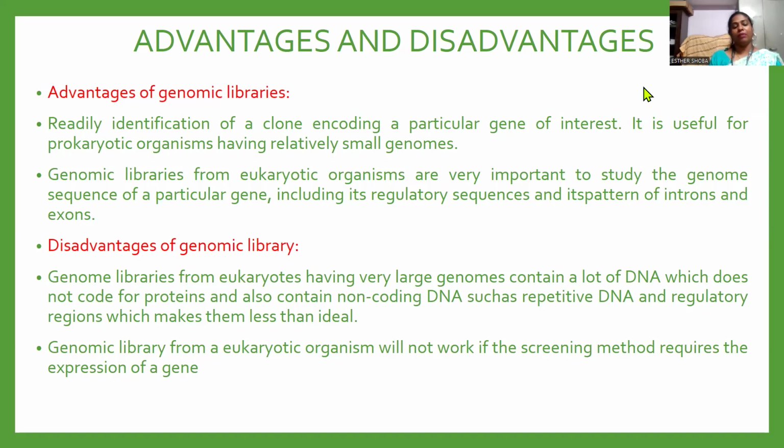Disadvantages: genomic libraries from eukaryotes have very large genomes containing a lot of DNA that does not code for any protein, such as repeated DNA and regulatory regions, which makes them less ideal. A genomic library from a eukaryotic organism will not work if the screening method requires the expression of a gene.